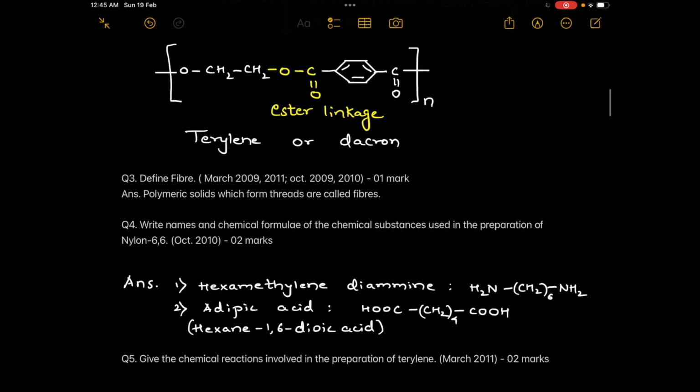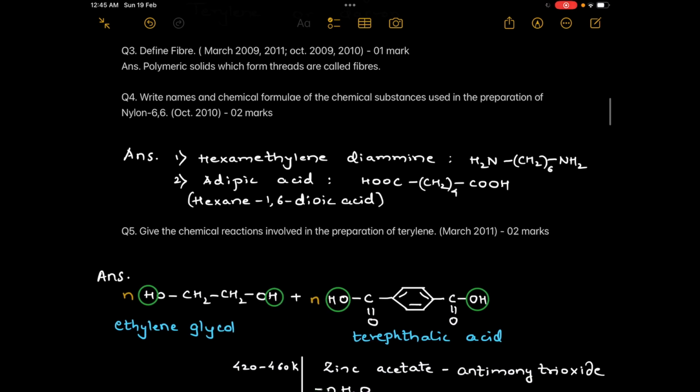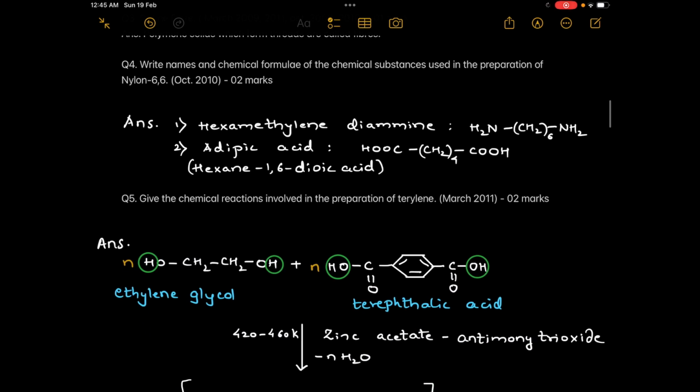See the next question. Define fiber. It's a 1-mark question. So polymeric solids which form threads are called as fibers. See the next one. Write the names and chemical formulae of the chemical substances used in the preparation of nylon 6,6. This is October 2010 2 marks question.